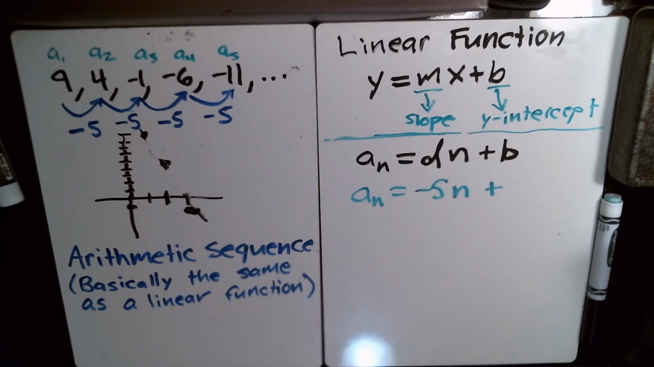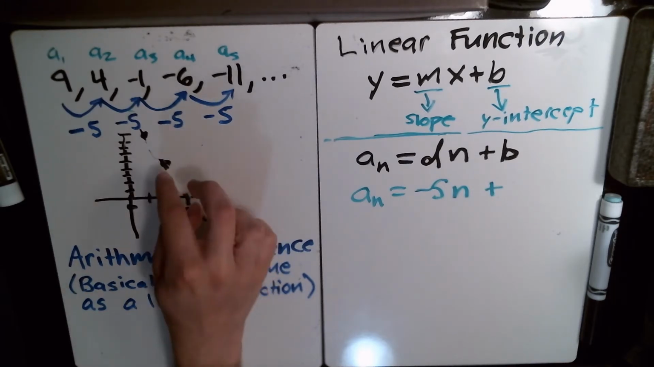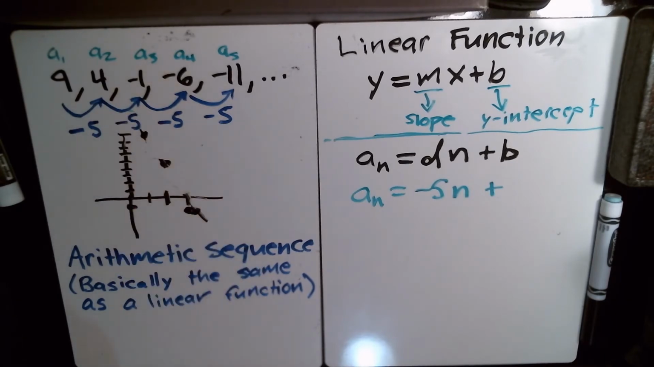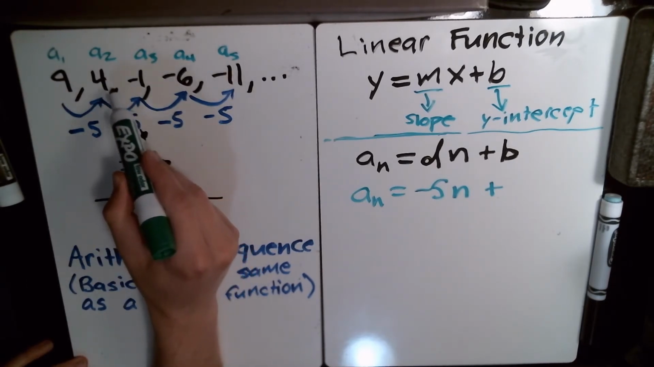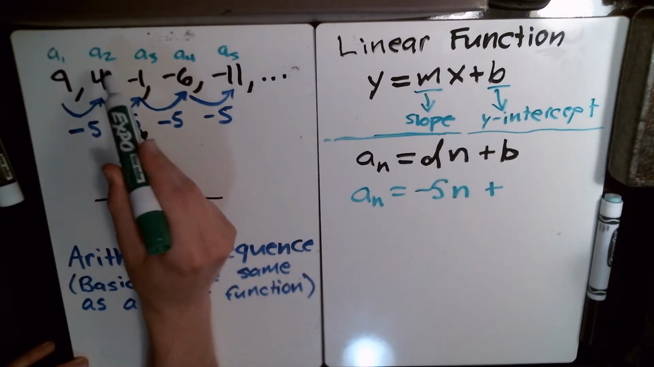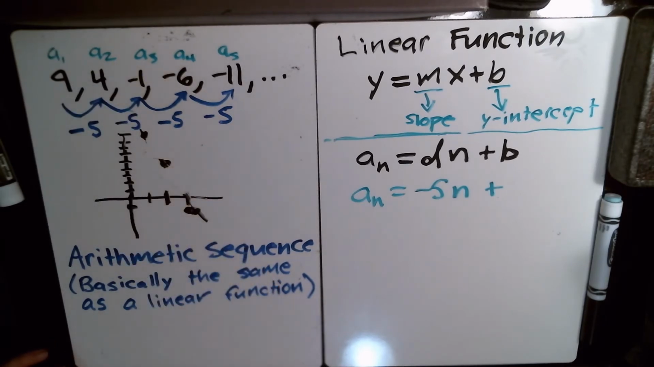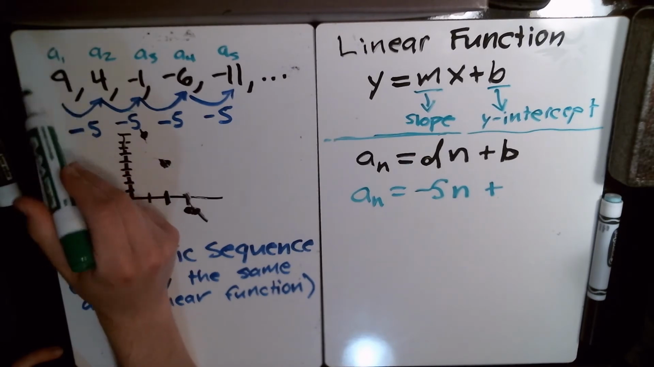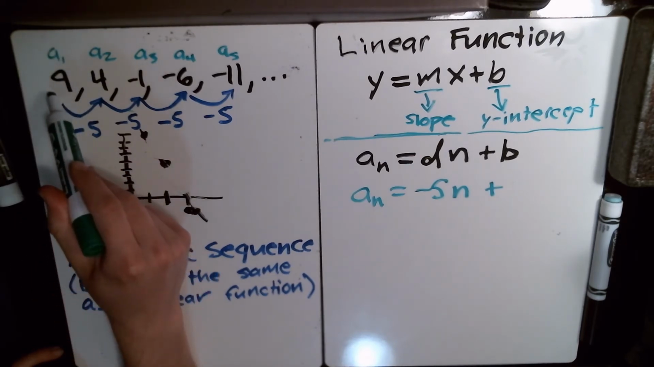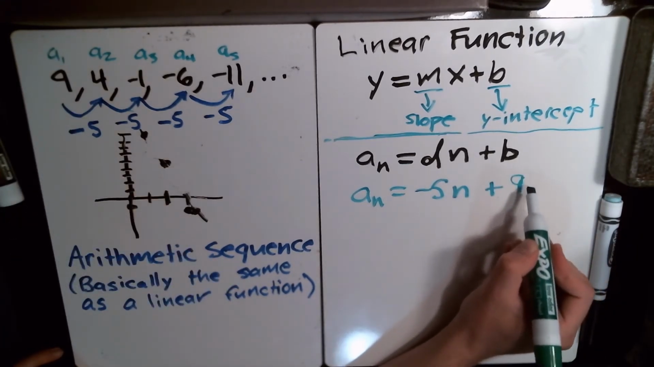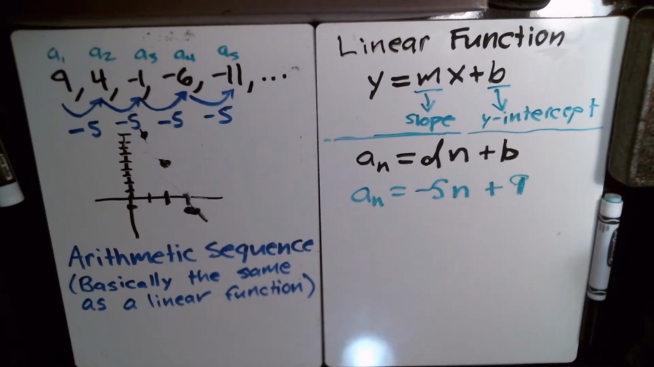Well, right now, the y-intercept of this line is going to be happening up here, right? You may think initially that, oh, well, the very first thing in the sequence is 9. So let's just put a 9 here because that's where it starts out, right? And then it goes down 5 every time.